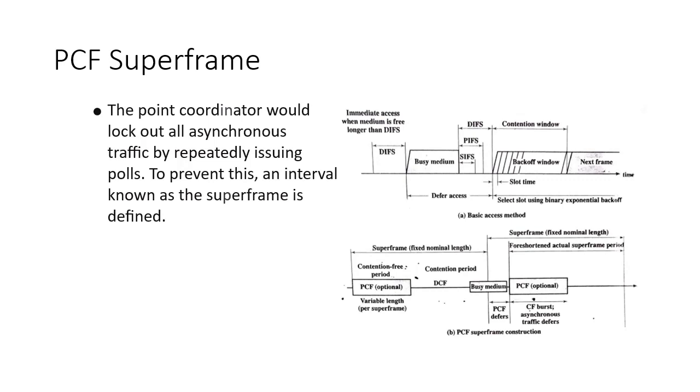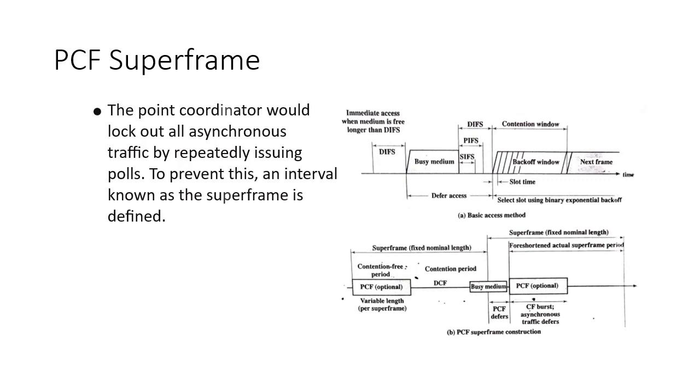The figure illustrates the use of the superframe. At the beginning of the superframe, the point coordinator may optionally seize control and issue polls for a given period of time. The interval varies because of the variable frame size issued by responding stations. The remainder of the superframe is available for contention-based access.